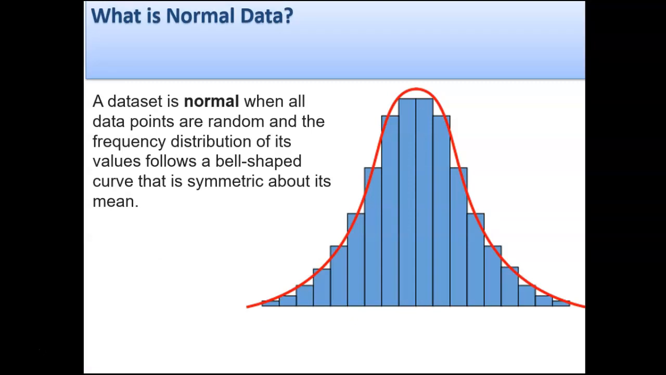This is normal data. This is the typical bell-shaped curve that everybody is aware of. This is how normal data should look, and this is what can be handled through analytics tools to create specific outcomes and arrive at problem solving and decision support. A data set is normal when all data points are random and the frequency distribution of its values follows a bell-shaped curve that is symmetric about its mean or the middle.